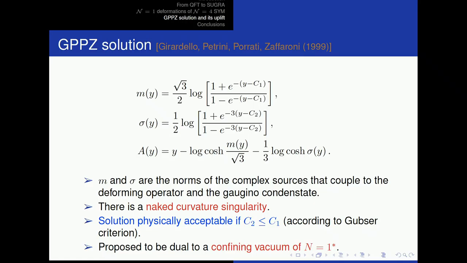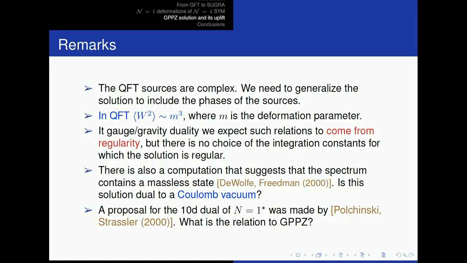But of course, this is more of a diagnostic. I think one needs to go deeper to understand whether the singularities are physical or not. The solution was proposed to be dual to one of the confining vacua of N=1*. N=1* has a rich vacuum structure, which I don't have the time to review here. In particular, there are confining vacua, and these authors, one of whom is our chair, proposed that this should be dual to one of the confining vacua.